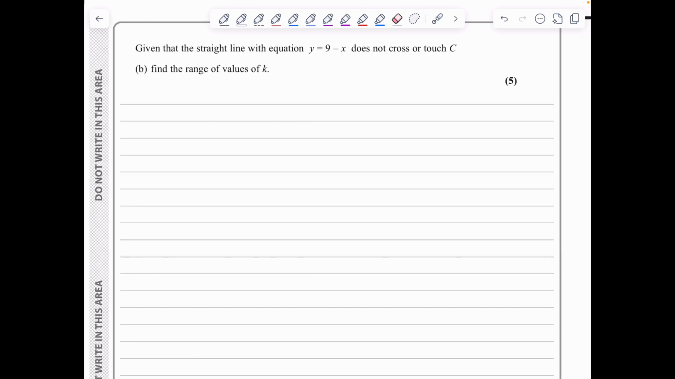We are then told that the straight line with the equation y is 9 minus x does not cross or touch C, and we need to determine the range of values of k. So we are looking at the curve y is 4 over x minus k and the straight line with the equation y is 9 minus x. I will start by equating the two as if I was trying to find their point of intersection. So 4 over x minus k is equal to 9 minus x.